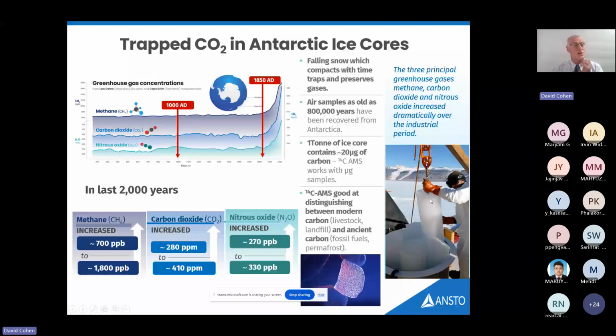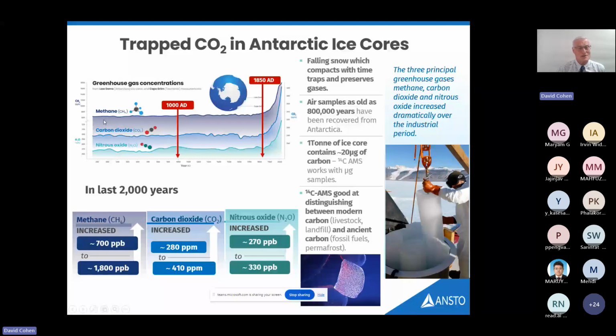And what I show you here is the greenhouse gas concentrations, and I'll be talking a little bit more about greenhouse gases in climate change in a minute. But if you look at these three greenhouse gases we've got here, methane, carbon dioxide, nitrous oxide. This is a 2,000 year record taken from ice cores. Here's 1000 AD. Here's 1850, which is the start of the Industrial Revolution. And what you see is methane. Let's look at the carbon dioxide here.